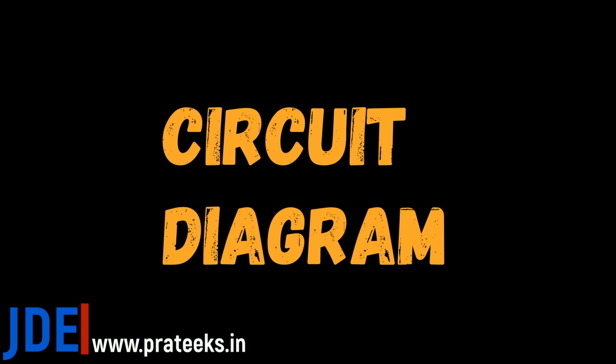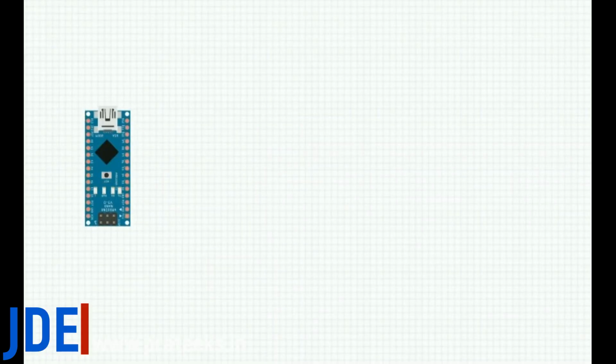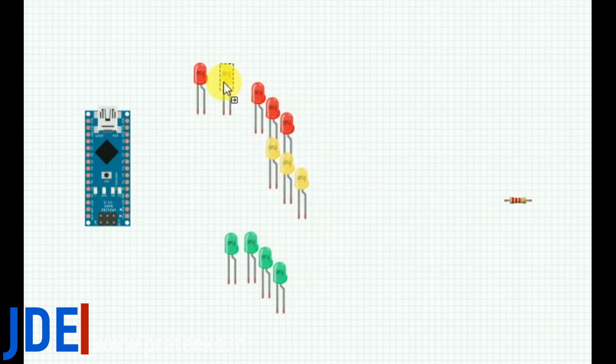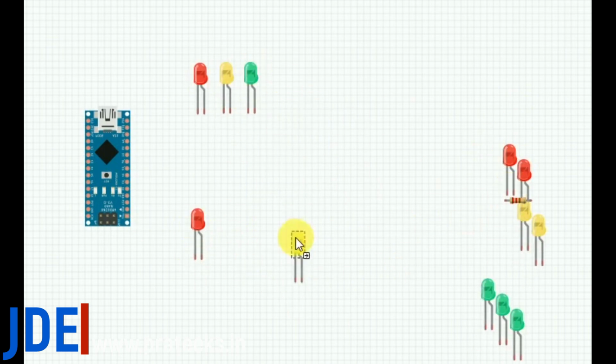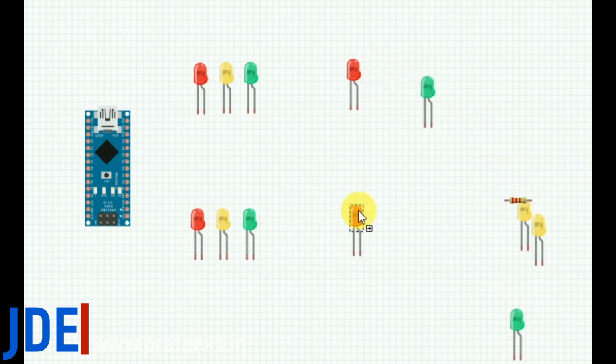Let's go and see the circuit diagram. I made the circuit diagram in design software. First I arrange all the components one by one, I mean the one Arduino Nano board and 12 LEDs.